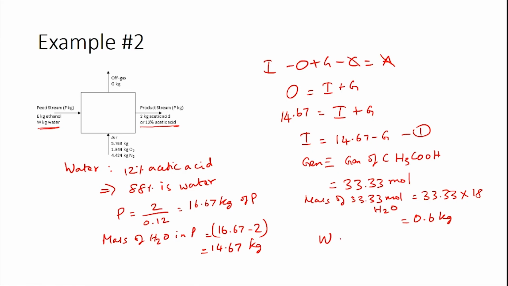So, substituting it back into the balance equation for water, the mass of water which is fed, W, is equal to 14.67 minus 0.6, giving you 14.07 kilograms. So, we need to feed at least 14.07 kilograms of water to ensure that the product is diluted to have 12% acetic acid.